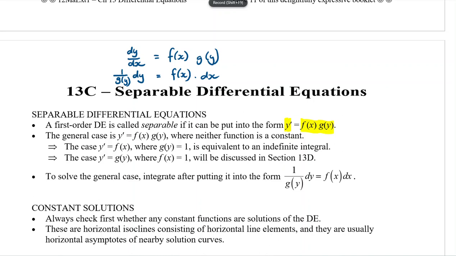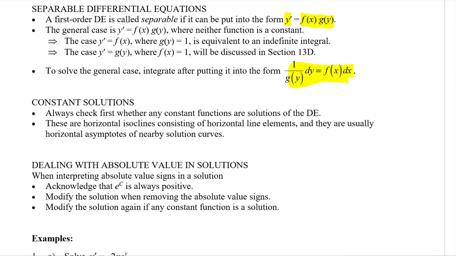All of that first part there is going through what I've just done by splitting them up. So you can see down here, there's the 1 over g of y dy, and f of x dx on the other side. Constant solutions: always check whether any constant function is a solution, so you might have no y's in the equation, which means you might have a 1 there and you're just integrating a 1. So always check whether there are any constant functions in the differential equation. These are horizontal isoclines consisting of horizontal line elements, and they are usually horizontal asymptotes of nearby solution curves.